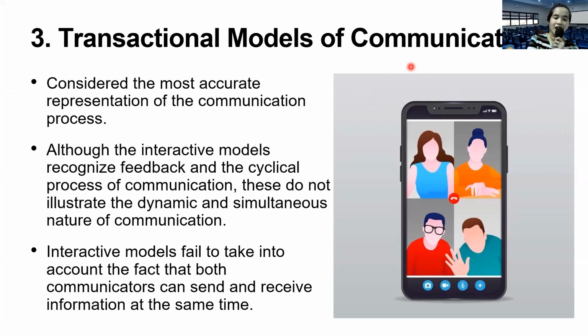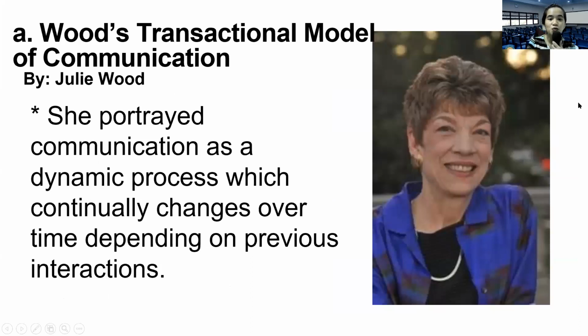Because it illustrates the dynamic and simultaneous nature of communication. All right. So interactive models fail to take into account the fact that both communicators can send and receive information at the same time. So both communicators can send and receive information at the same time. So how is this done?